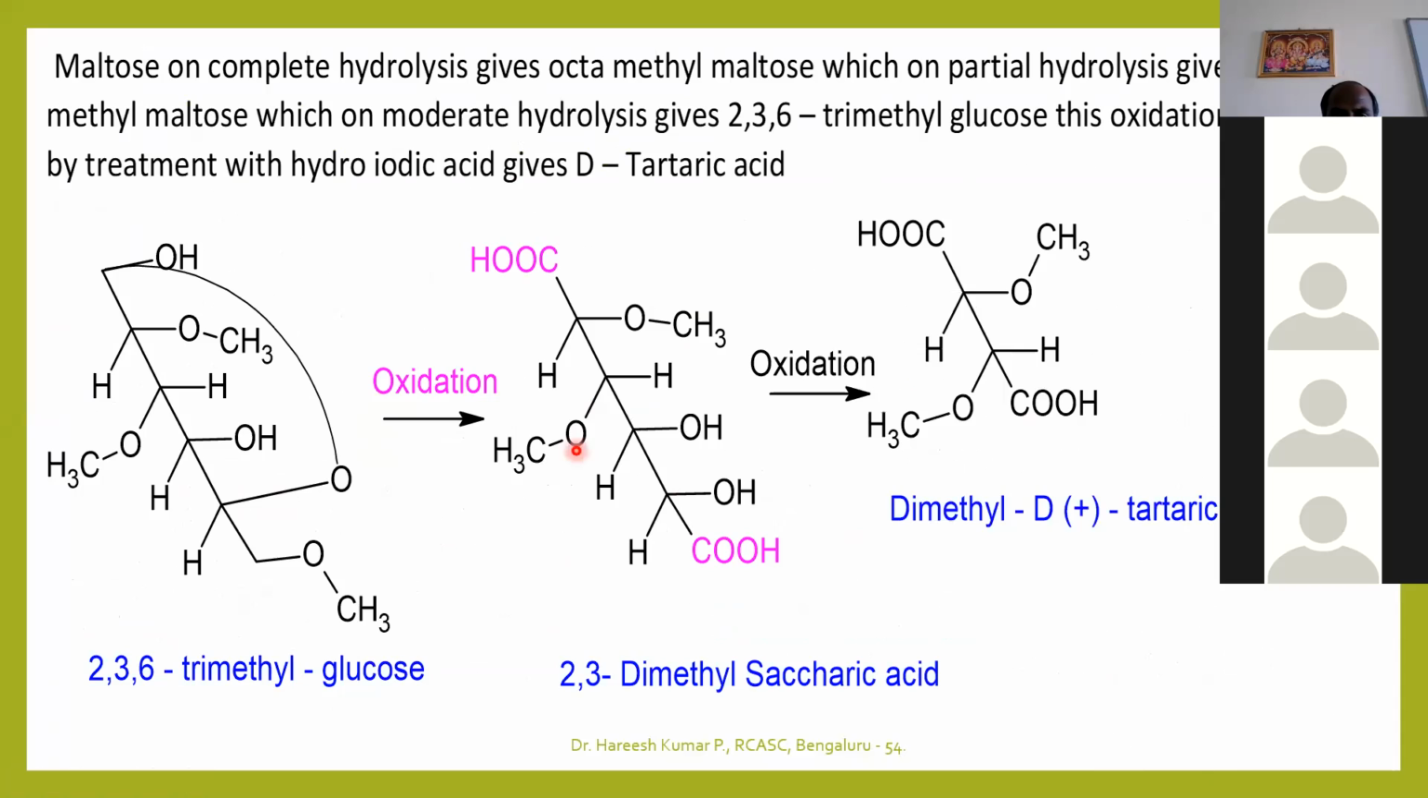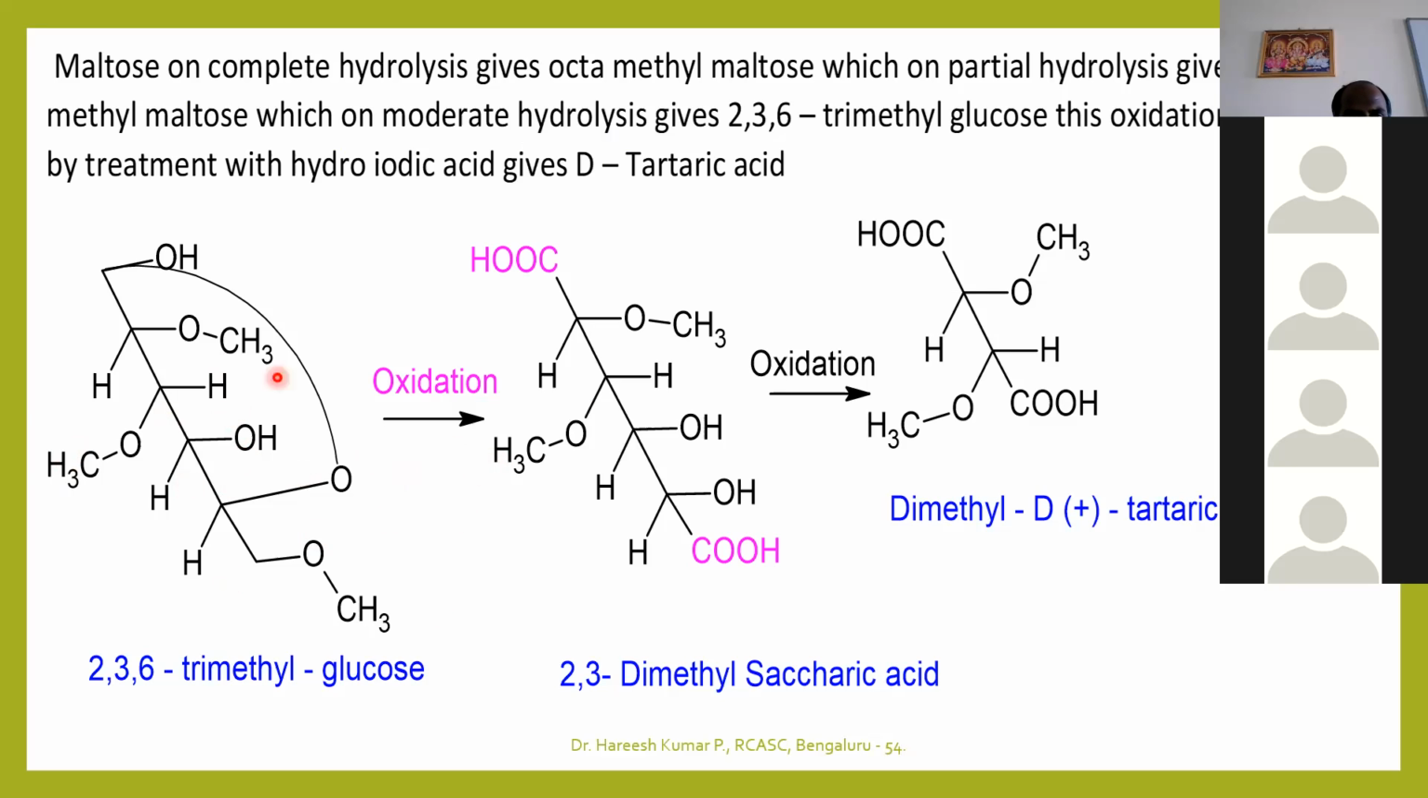Okay, so one question: how is 2,3,6 trimethyl glucose obtained from maltose, and how is this converted into dimethyl tartaric acid? It's a 5 marks question. What do we have to answer?